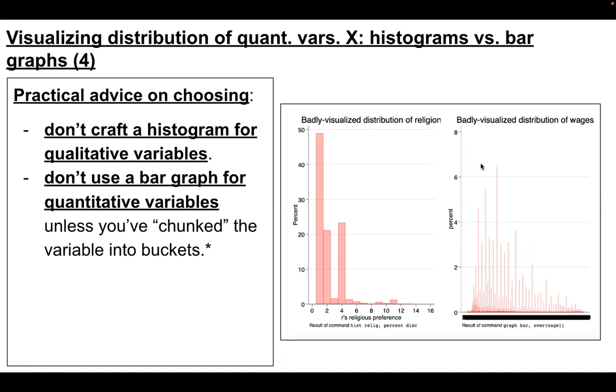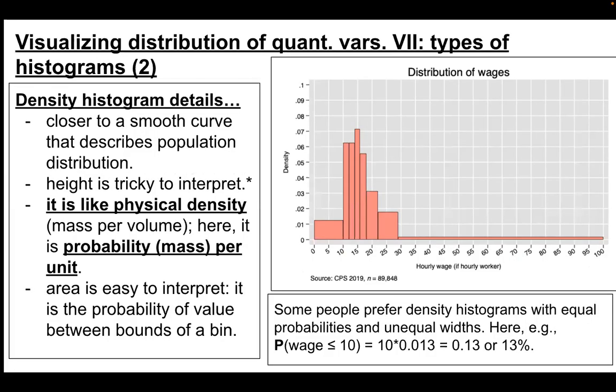So in general, even if you have a discrete quantitative variable, it's still probably a better idea to use a histogram so that you can bin the data, because it might be technically discrete, but in practice close to continuous. And that's what's happening here.